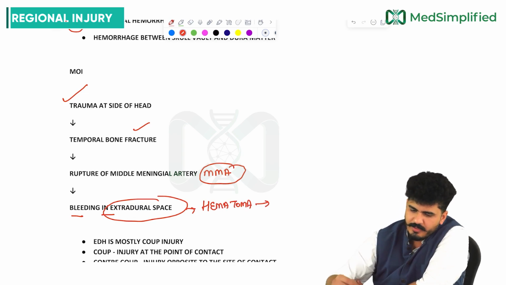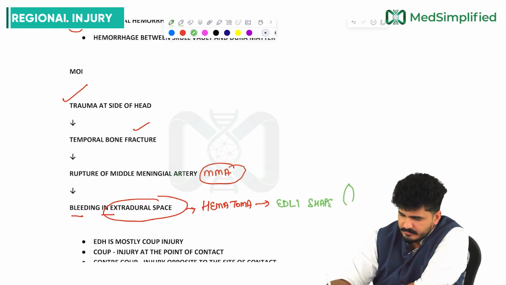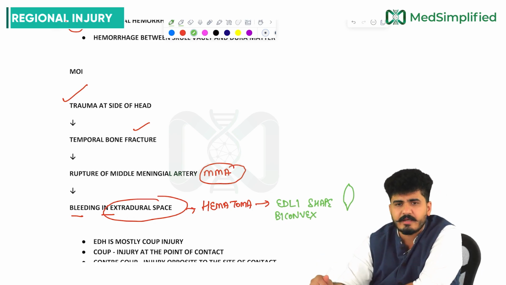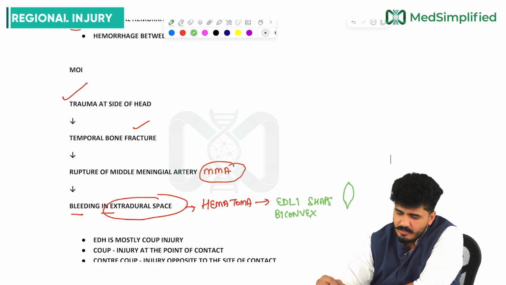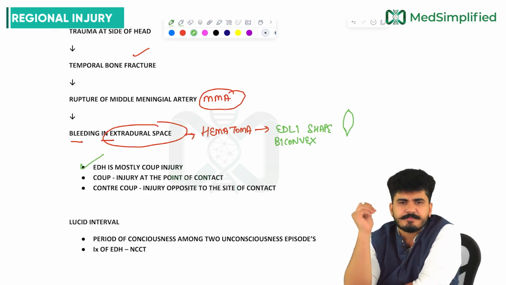And this hematoma is of which shape? It is idli shape, or you can show it like this, biconvex, idli shape or biconvex, my dear friends. Other than that, EDH is mostly a coup injury, same side.